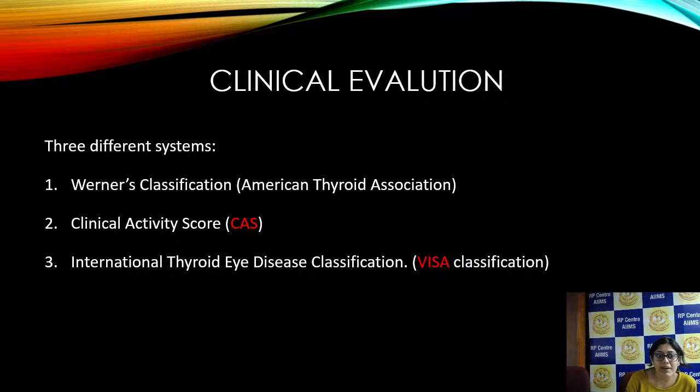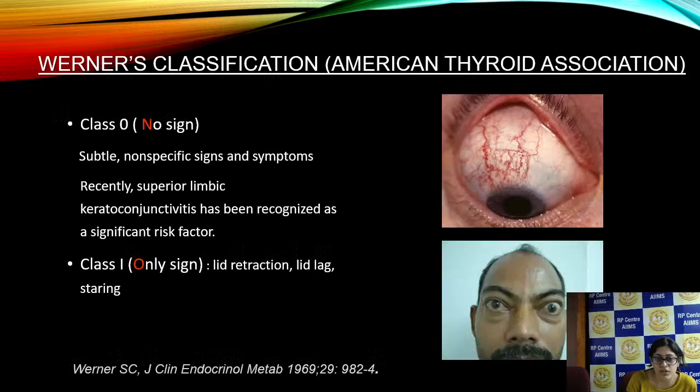Clinical evaluation is done by 3 different systems: the Werner's classification, the clinical activity score, and the International Thyroid Eye Disease classification, which is the VISA classification. Werner's classification will give us mainly the severity of the disease, and the CAS classification and the VISA classification will give us the activity of the disease.